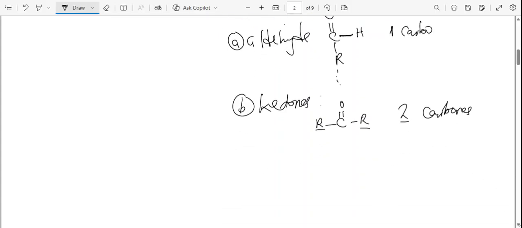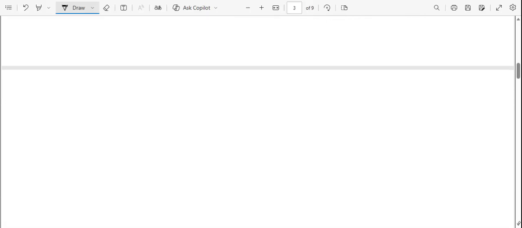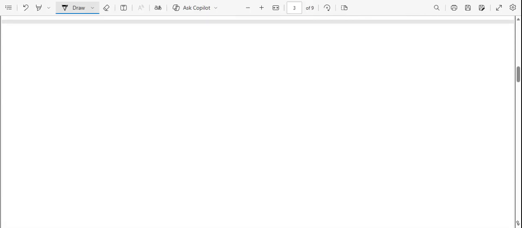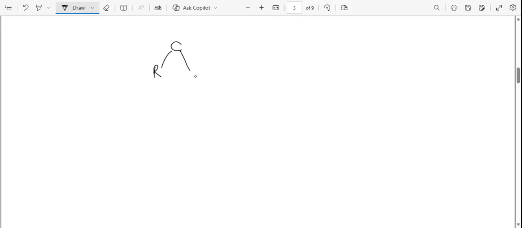So those are the things we'll be expecting. Now, when we talk about the nomenclature later, I will show you how to name those compounds. So in the case of a ketone, the structure will look like this, where, because of R, I'll make it V-shaped like that.